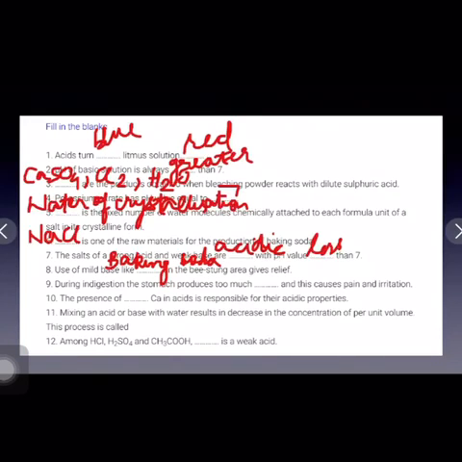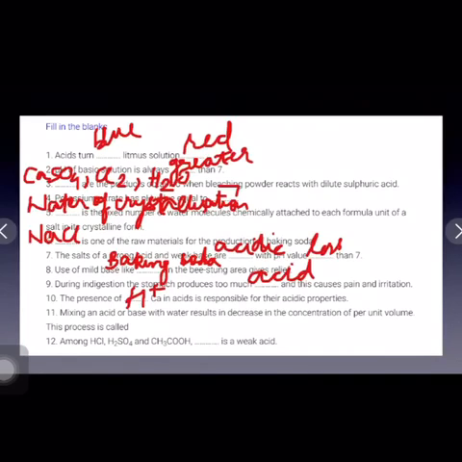Next is question number 9. During indigestion, the stomach produces too much acid, and this causes pain and irritation. The presence of dash ions in acids is responsible for their acidic characters. So the presence of H positive ions in acid is responsible for their acidic characters.